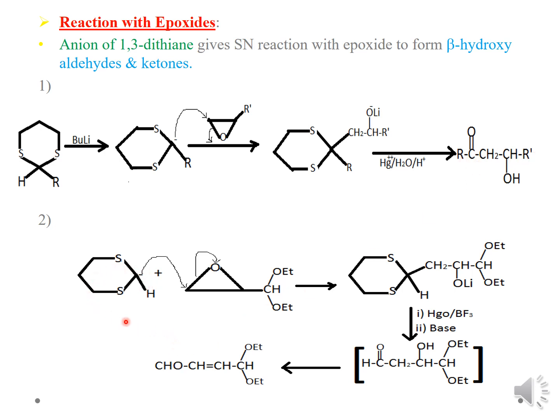So again you are taking the anion of your 1,3-dithiane, and then if you treat it with a different moiety, in place of your R dash you are substituting CH(OEt)2. Once you substitute this, again the minus charge carbanion will attack the methylene group of your epoxide, and then there is a ring opening reaction resulting in this structure. And upon addition of HgO, that is mercuric oxide, or BF3 in the presence of a base, what happens here is hydrogen gets added over here, resulting in this aldehyde.